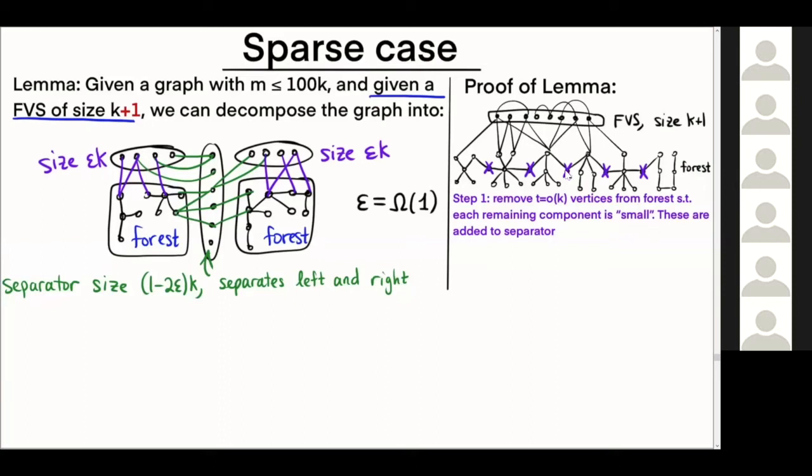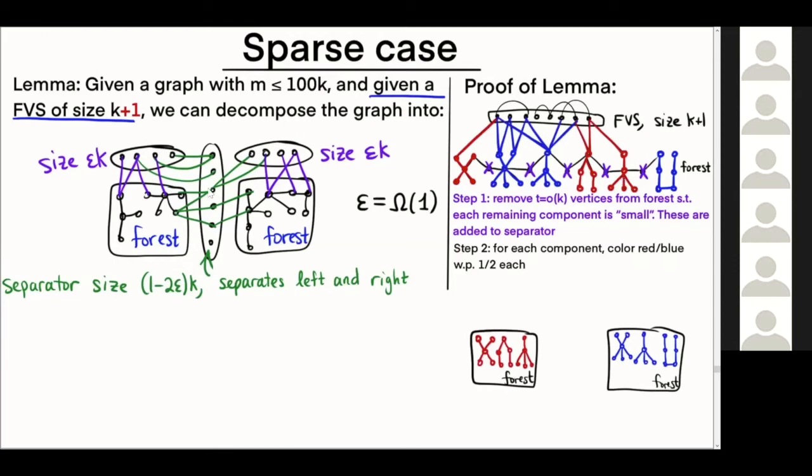The vertices that we remove, we'll just greedily add to the separator. This is little o of k vertices, so think of it as k over log k or something. It doesn't really affect the separator size, because epsilon is a constant. Now that the forest part of the graph is broken up into smaller pieces, for each small piece of the forest, we want to color it red or blue with probability 1/2. So imagine every component is independently colored red or blue with probability 1/2.